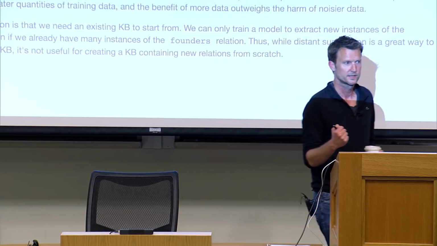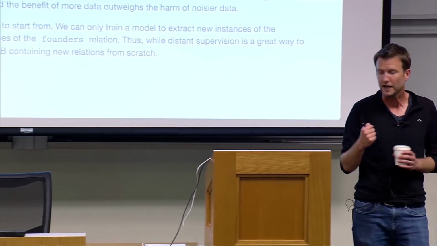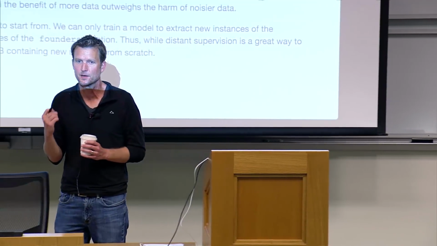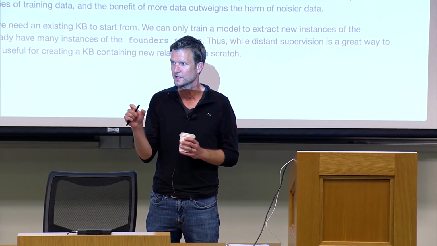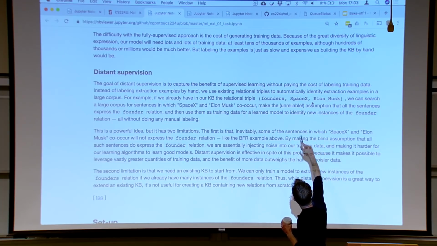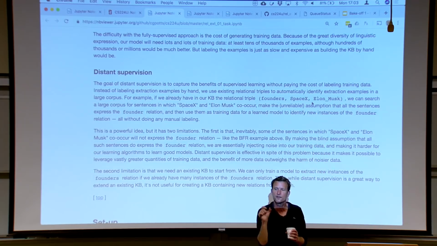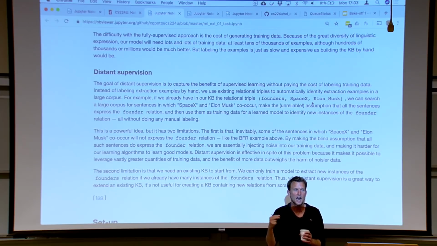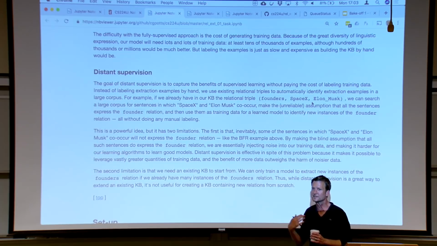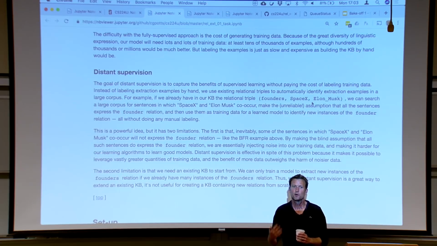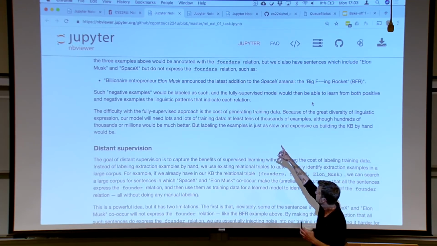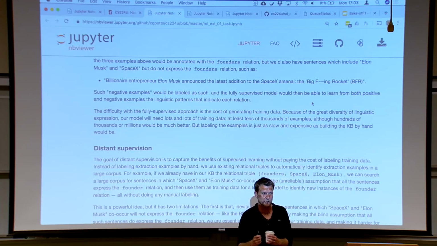It has two limitations. One is that it relies on making this assumption that every sentence where, I'm starting from this triple in my knowledge base, founders, SpaceX, Elon Musk. I go to the corpus and I find every sentence where those two entities co-occur. I'm making the assumption that every sentence where those two entities co-occur actually expresses the founder relation. But we know that's not true. We know that's an unreliable assumption. And in fact, I just showed an example of a sentence that doesn't express the founder relation.